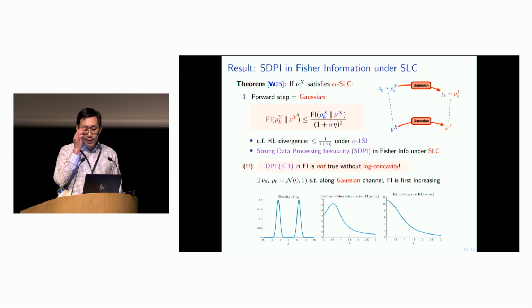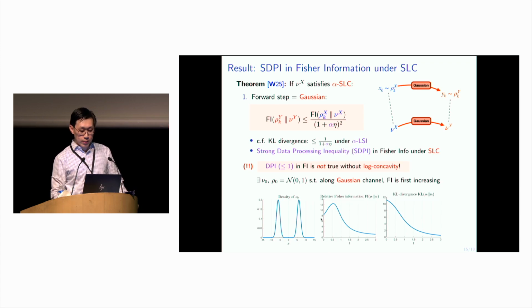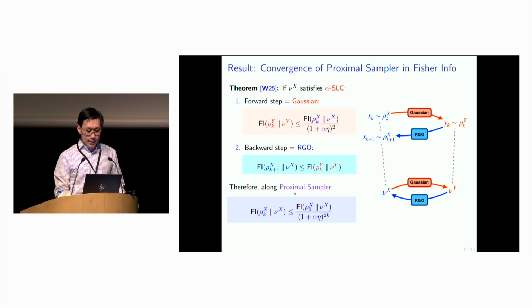Now, one surprising thing is that, in fact, without the strong log-concavity assumption, even a weak data processing inequality is not true, whereas it's always true in KL divergence. Right? So in fact, we can construct two distributions such that if you pass both of them along the Gaussian channel, the Fisher information can increase first, like what's shown in this third plot here. And then in the second step, in the backward step, we also show that we have a weak data processing inequality for Fisher information. Combining the two, we have the overall convergence guarantee for the Fisher information along the proximal sampler.